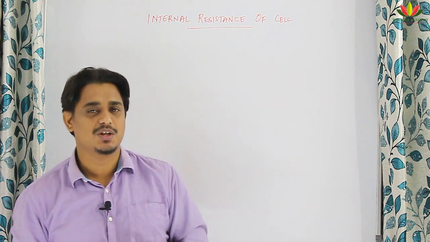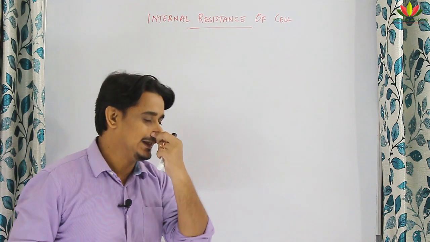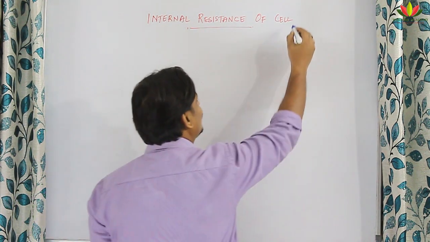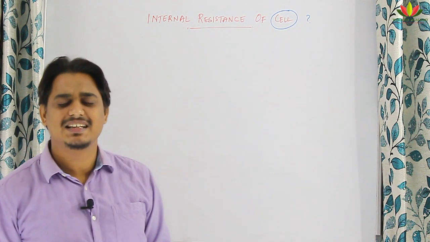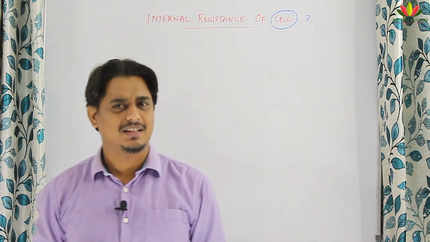So I hope that you have solved enough number of questions and then you have come for today's session. But today I am going to talk about the internal resistance of a cell. Before I go into this, I want you to know what a cell is. You know that a cell is a source of direct current, am I right?